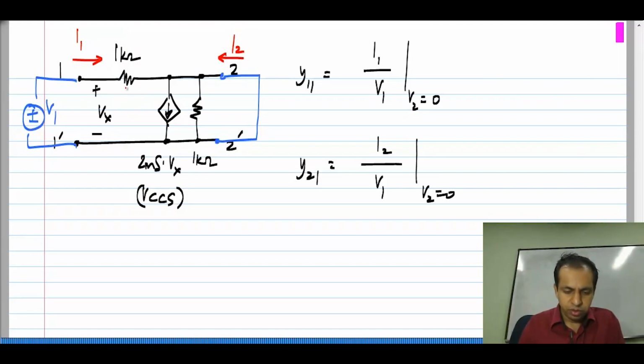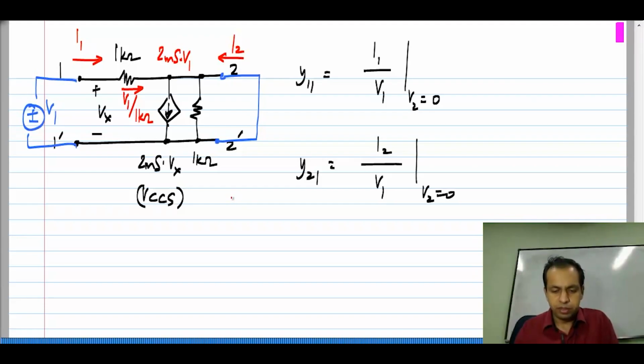So, the current through this 1 kilo ohm resistor is V1 divided by 1 kilo ohm, and the current in this control source is nothing but 2 millisiemens times Vx, and Vx is the same as V1, okay, in this case. So, this is 2 millisiemens times V1. Okay. So, that goes in that direction, and the current through this is 0 as I mentioned earlier.